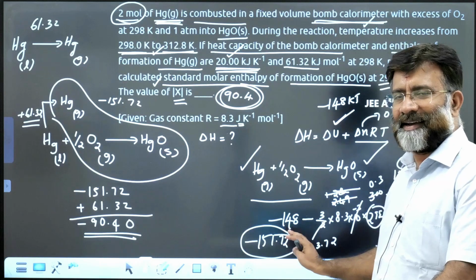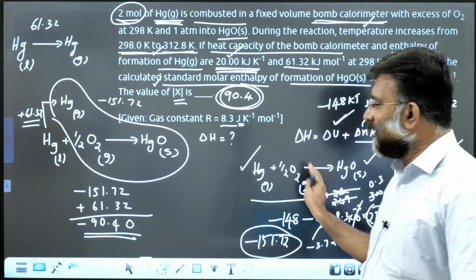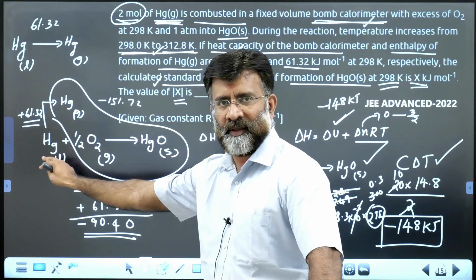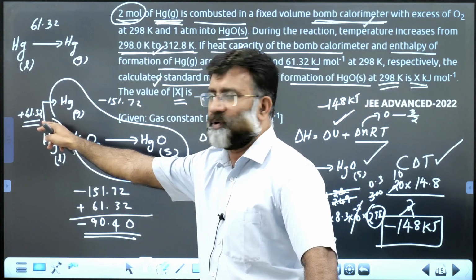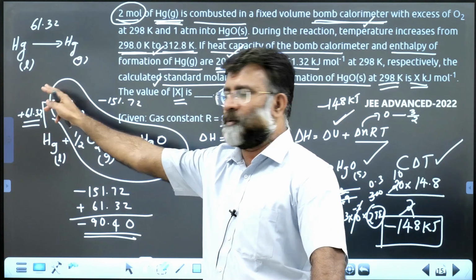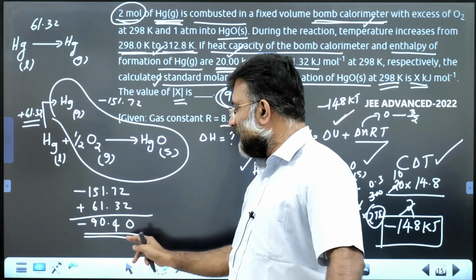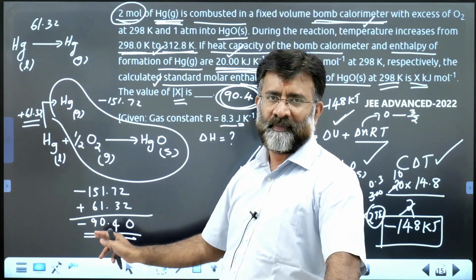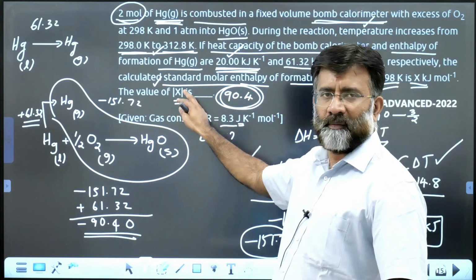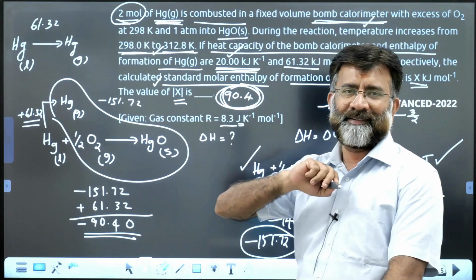That is delta H for this process. We want delta H for the process starting from Hg liquid, converted to Hg gas. The value given in the question, 61.32, will be subtracted from minus 151.72. You get the answer minus 90.4. We want to report in terms of only the modulus, so the final answer will be 90.4.